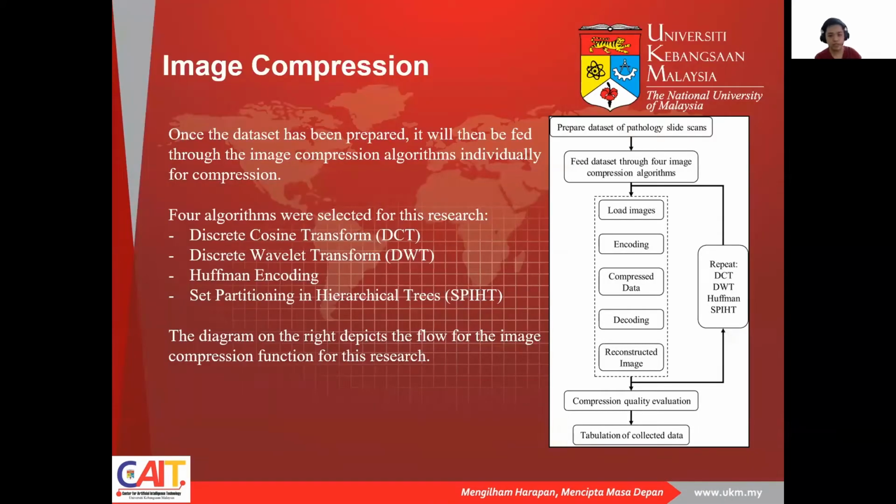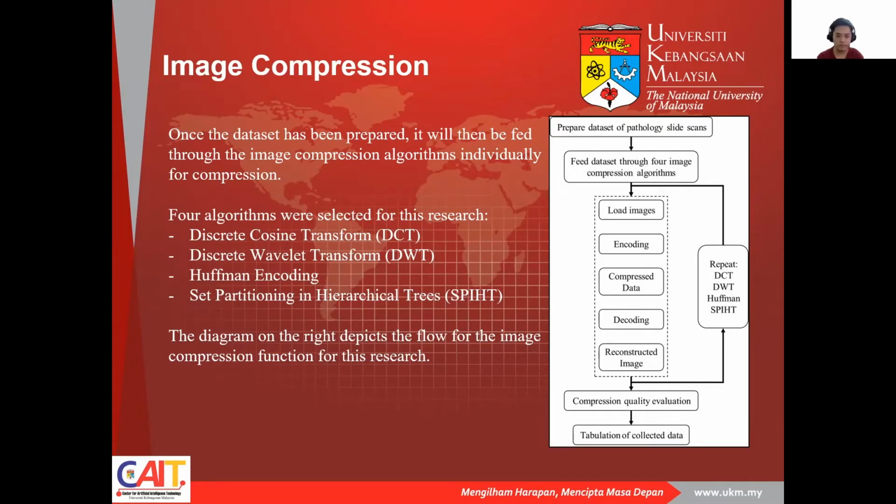So for image compression, once the dataset has been prepared, it will be fed through the image compression algorithms, the 4 different algorithms individually. The 4 algorithms selected for this research are: the discrete cosine transform, or DCT for short, the discrete wavelet transform, or DWT for short, Huffman encoding, and also set partitioning in hierarchical trees, SPIHT.